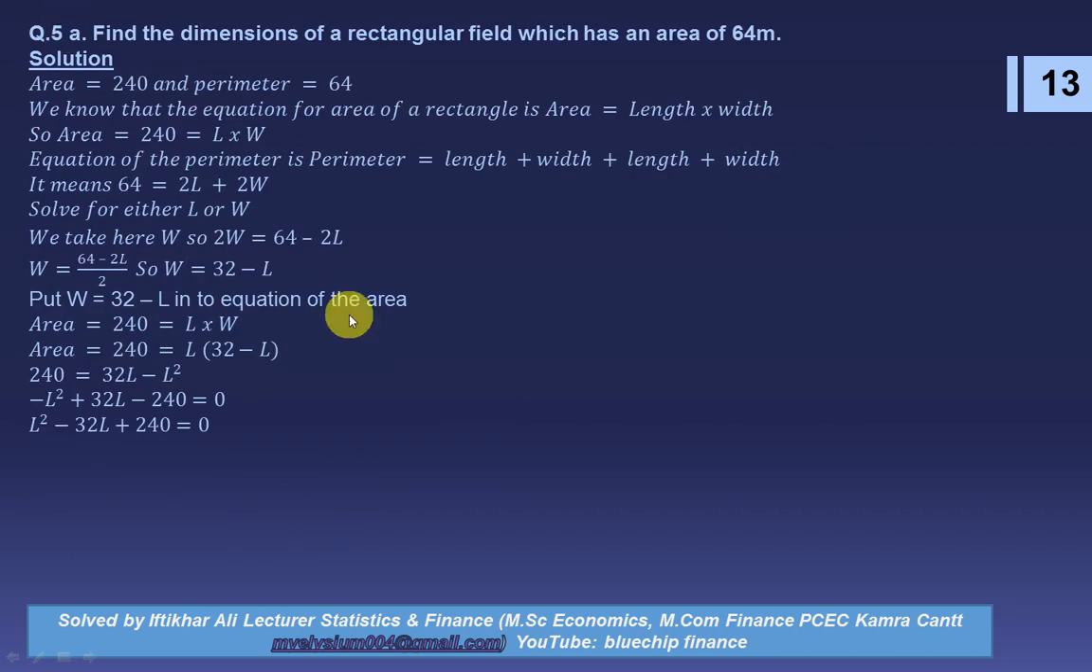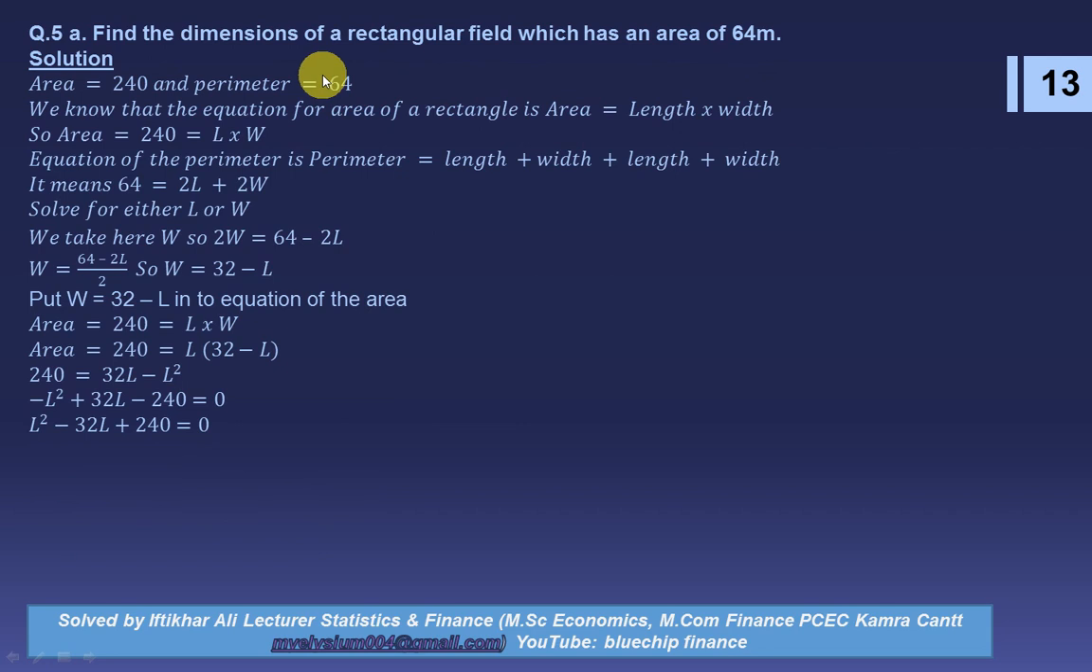Finally, we come to question number 5, part A: find the dimensions of a rectangular field which has an area of 64 meter. So area is 64 meter, and find the dimension of a rectangular field which has an area of 64 meter.